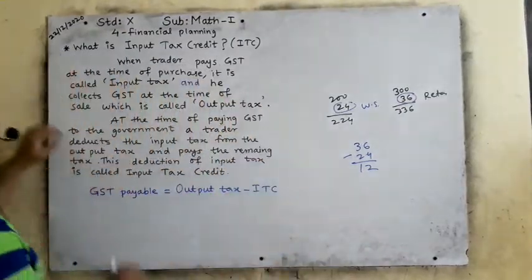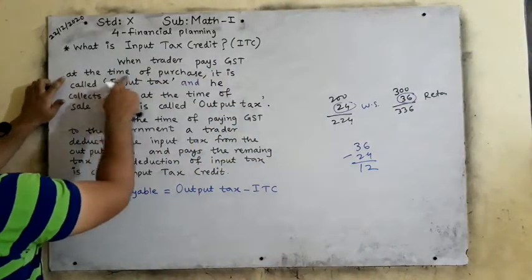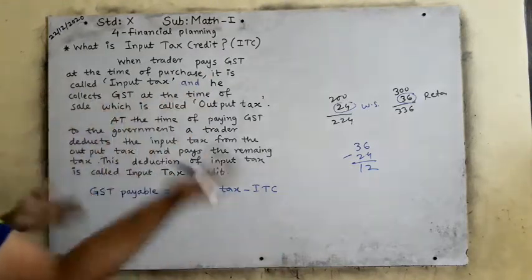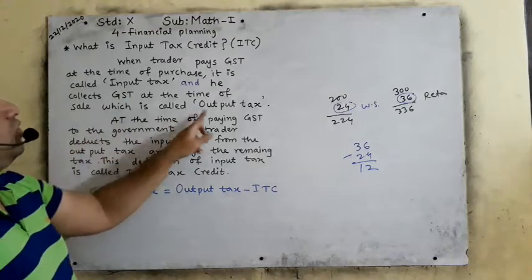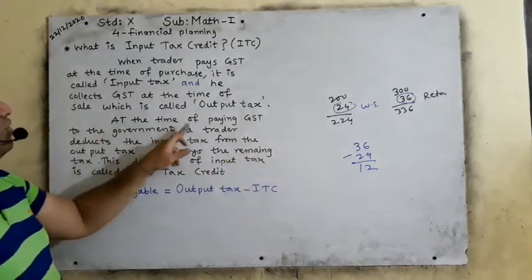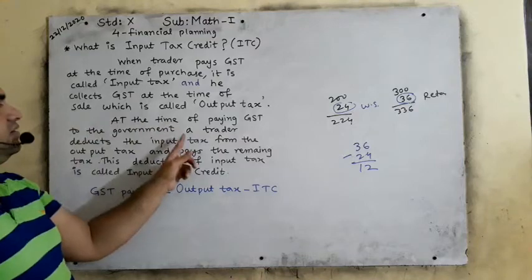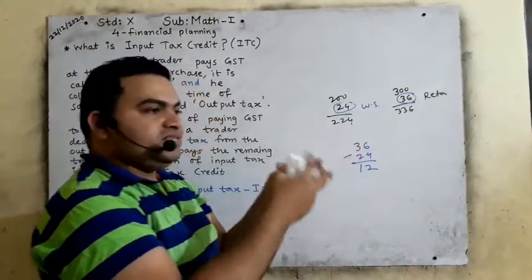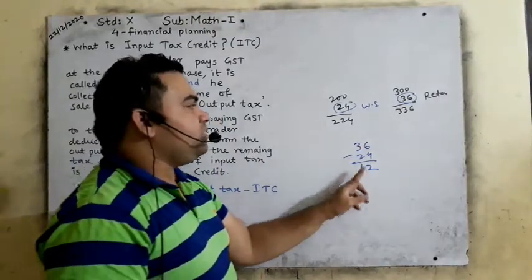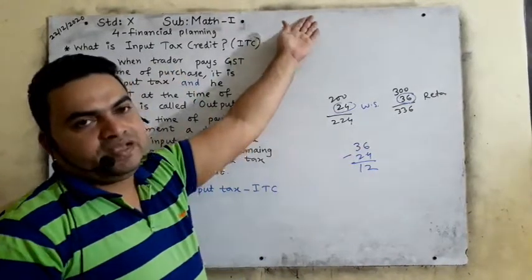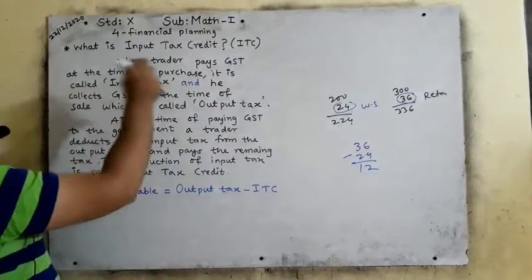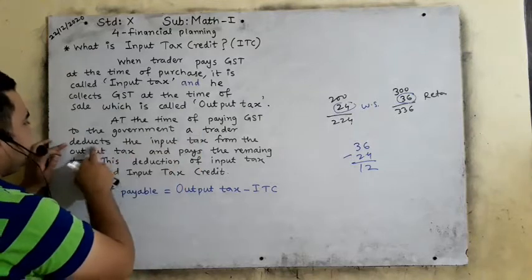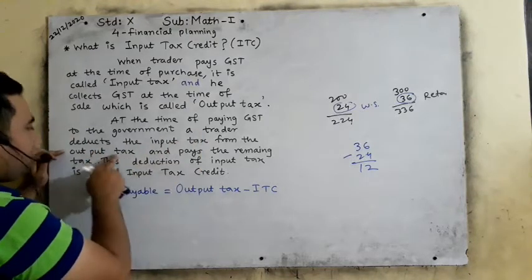So please pay attention over here. When a trader pays GST at the time of purchase, it is called input tax, and when he collects GST at the time of sale, it is called output tax. At the time of paying GST to the government, a trader like the wholesaler will take the 36 rupees, but the 24 rupees he will subtract. The remaining 12 rupees the wholesaler will pay to the government, that is called input tax credit. See here, at the time of paying GST to the government, a trader deducts the input tax from the output tax.